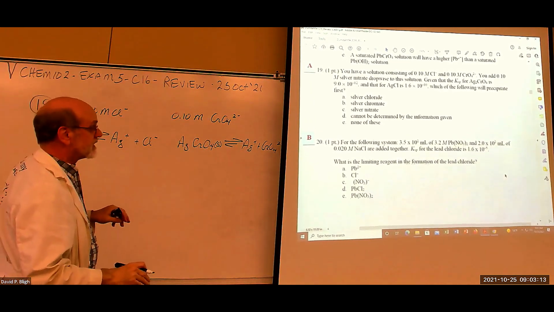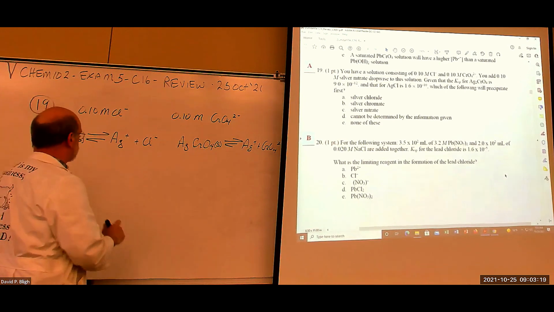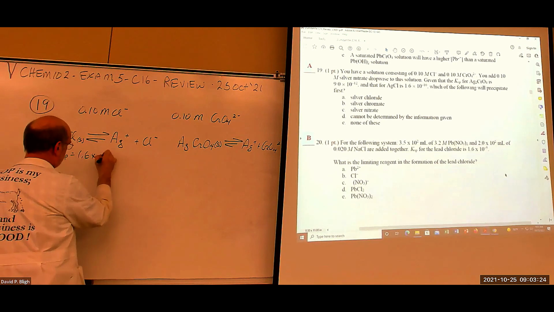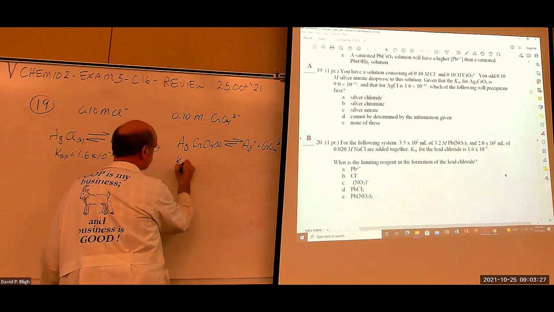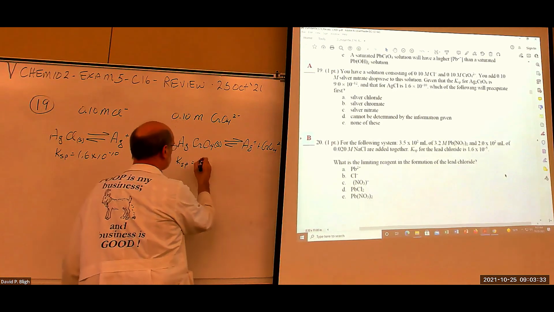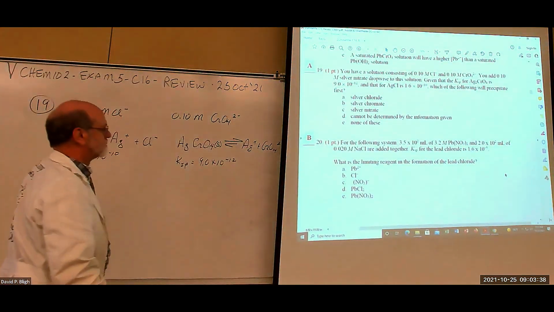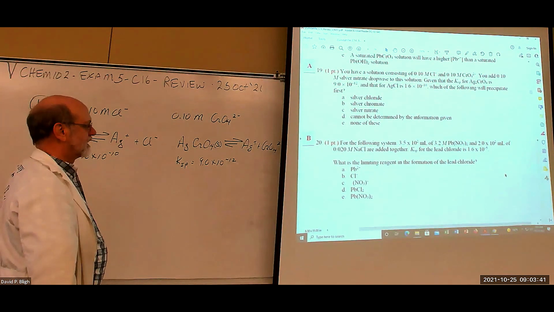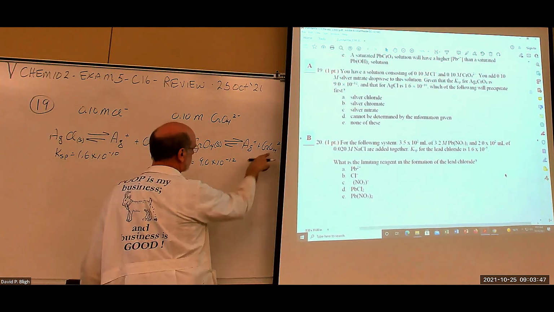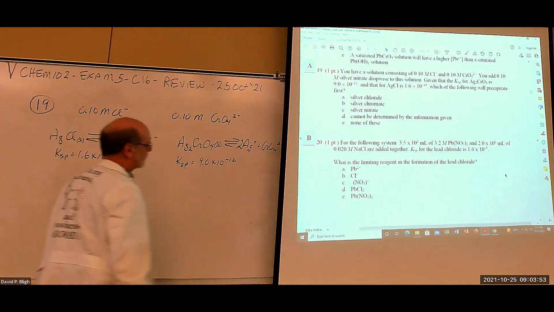Okay, and we're given the KSPs for each one. KSP for silver chloride is 1.6 times 10 to the minus 10. And KSP for this one is 9 times 10 to the minus 12. Now, first off, I wrote this one wrong. That's a 2. Because this is a 2 minus, we need 2 of these. There we go.